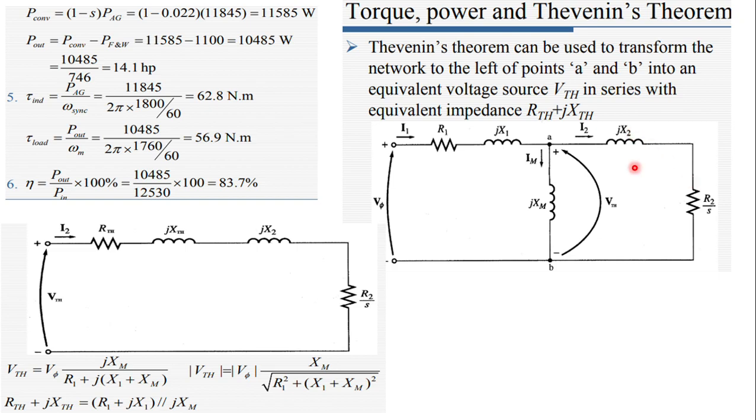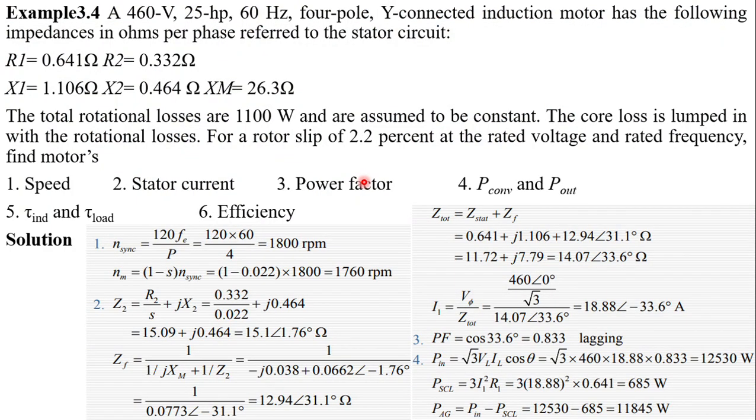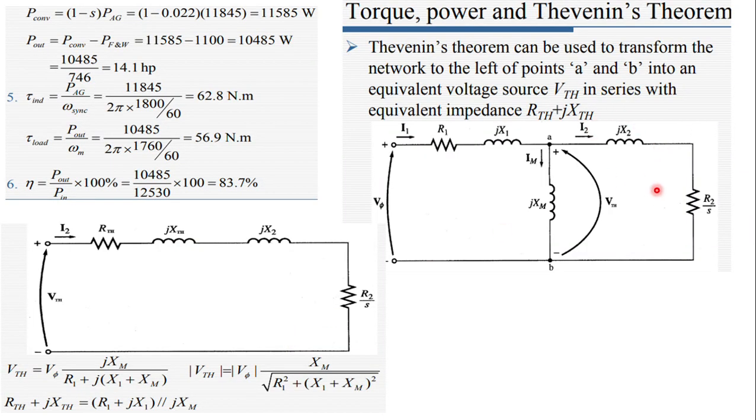Then this Z2 means R2 over S plus jX2, which means R2 is already given and jX2 is already given, slip is already given, so we can calculate this value since these two elements are in series. So we can get 50.1 at an angle of 1.76 degrees. So this is the secondary impedance, which means jX2 plus R2.